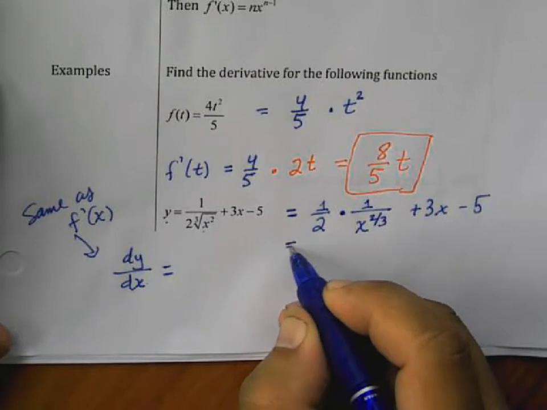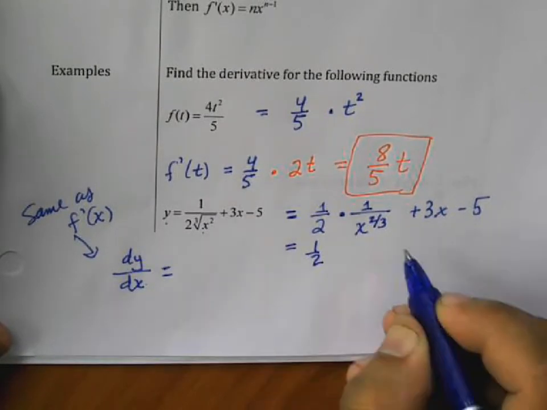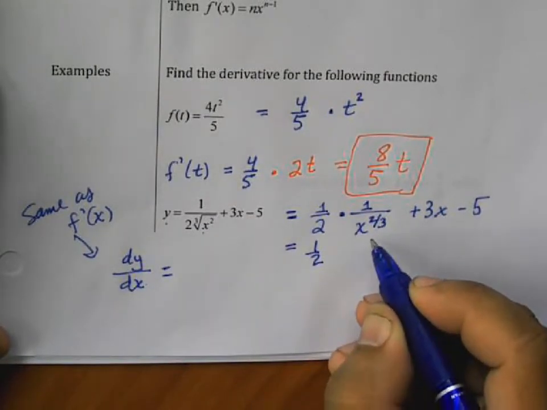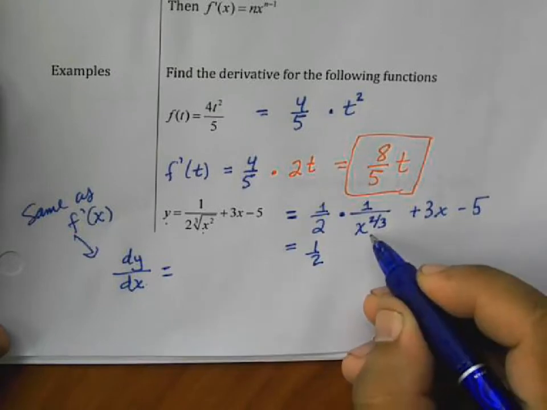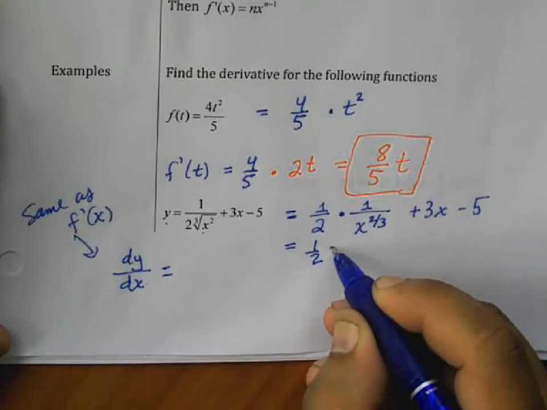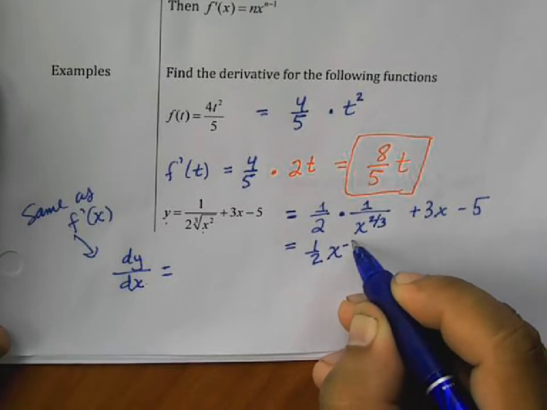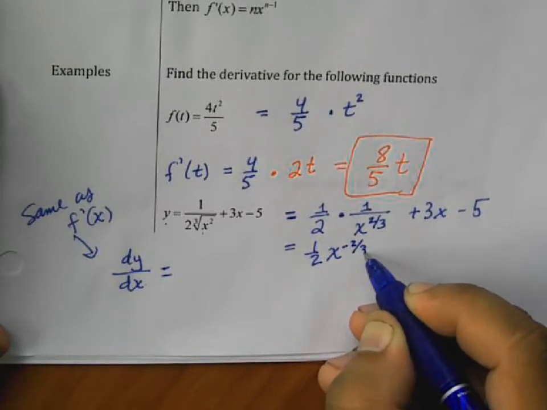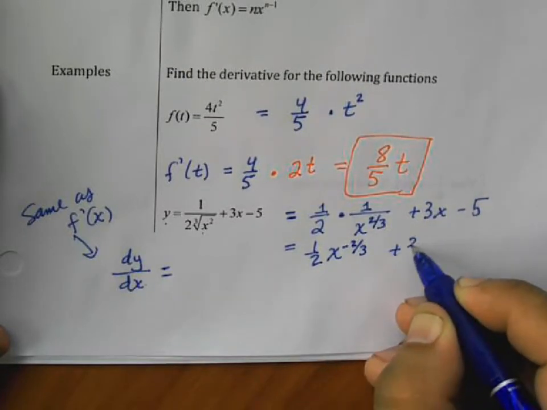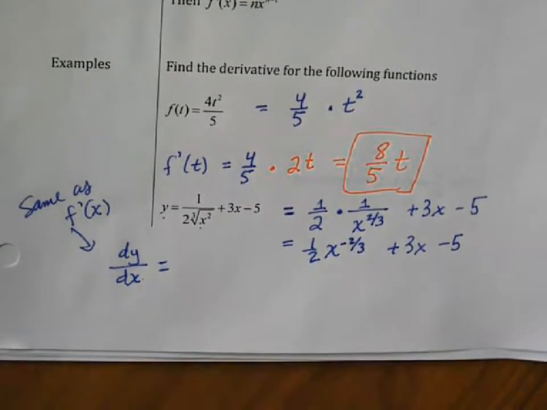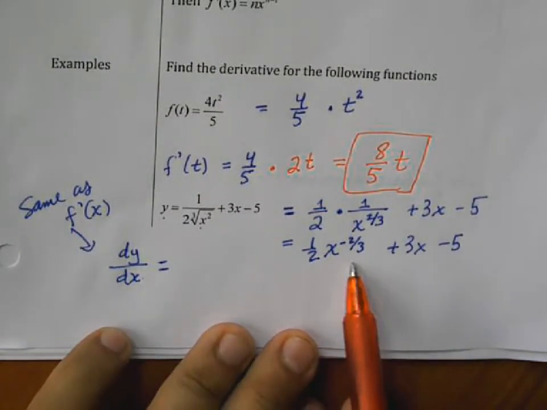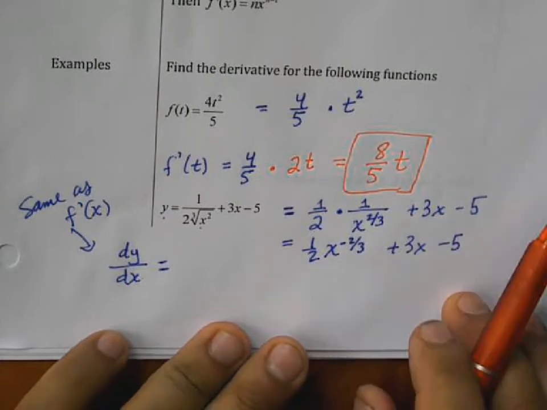Okay. And I'll go another step further. I don't know exactly what to do with this denominator right now, taking the derivative of something that's in the denominator. So we're just going to bring this up to the numerator, and the equivalent of that is, of course, x to the negative 2/3. We still have 3x, and then minus 5. Okay. So now, the reason I write it this way is that it'll make it easier for us to apply the rules that we had before.